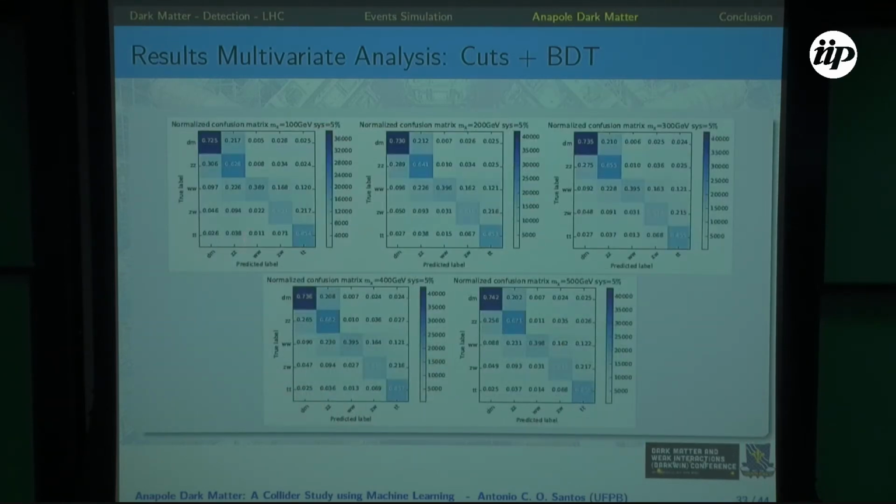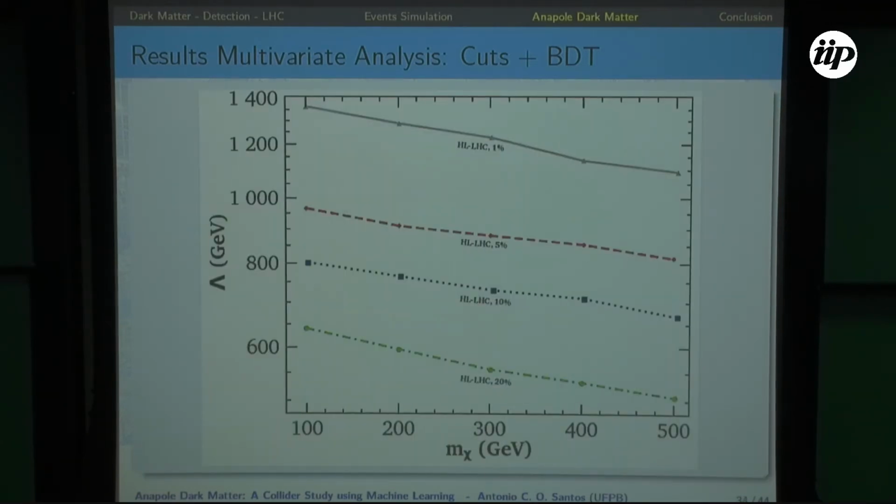Okay, another metric which is very common in data analysis is the confusion matrix, which relates the predicted label by the boosted decision trees with respect to the true label. In this case, it is worth mentioning that we simulated different values of the dark matter mass, from 100 until 500 GeV. And as we can see, in the case of 100 GeV, the signal is more similar to the backgrounds, for instance the ZZ event. And these are our results considering different levels of systematic uncertainties.